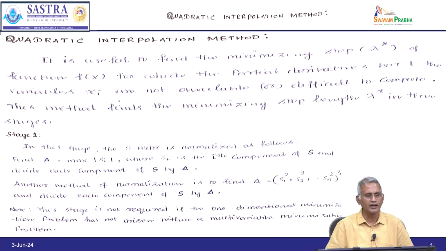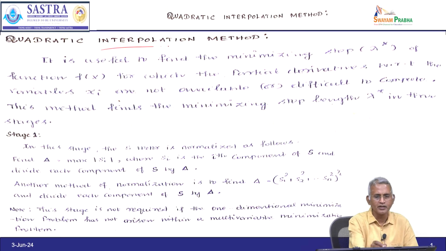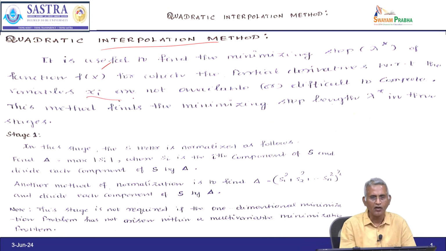Okay, now let us start with another idea, the quadratic interpolation method. The quadratic interpolation method is useful to find the minimizing step length lambda star of the function f of lambda, or f of x, for which the partial derivatives with respect to the variables xi are not available or difficult to compute.